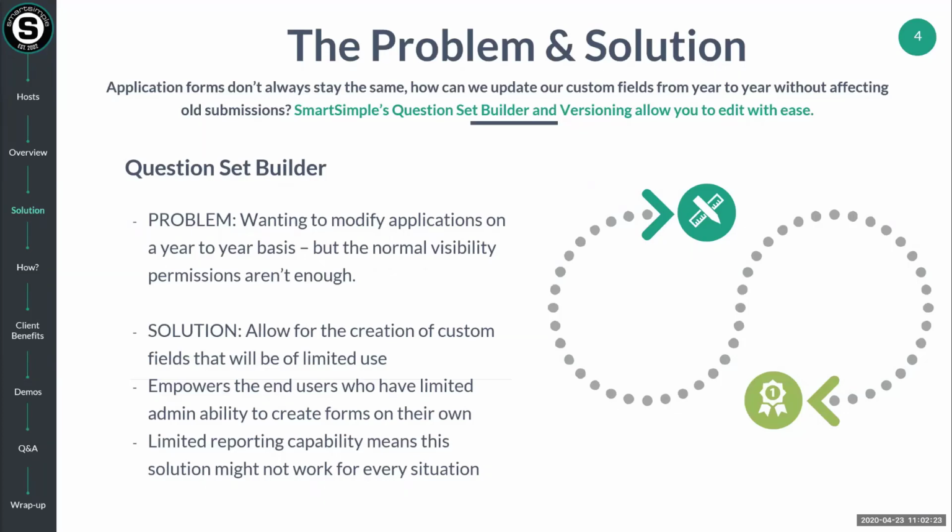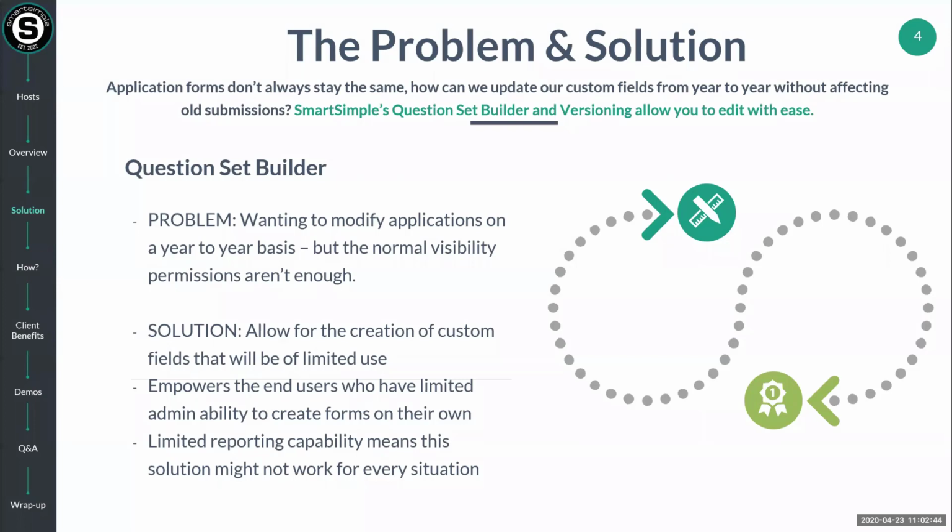So we have a couple of different options that we can use when it comes to creating unique one-off fields or making sure that things are unique on an ongoing basis. So one option that we can use is our question set builder, or we can use a tool called versioning.